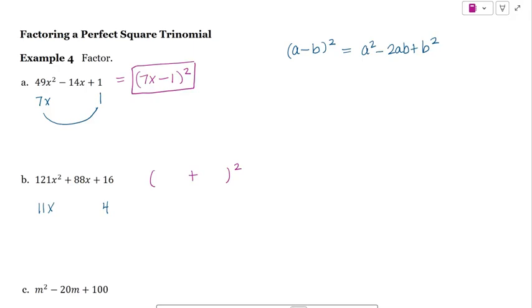And I just want to double check. If I do 11x times 4, that gives me 44x, and if I double that, I do get the 88x. So this is a perfect square trinomial. So the square root of the first term goes here, in the first space, 11x, and in the second space, the square root of the last goes here.